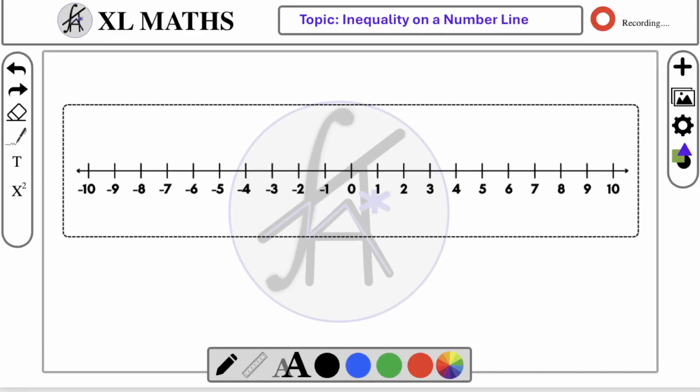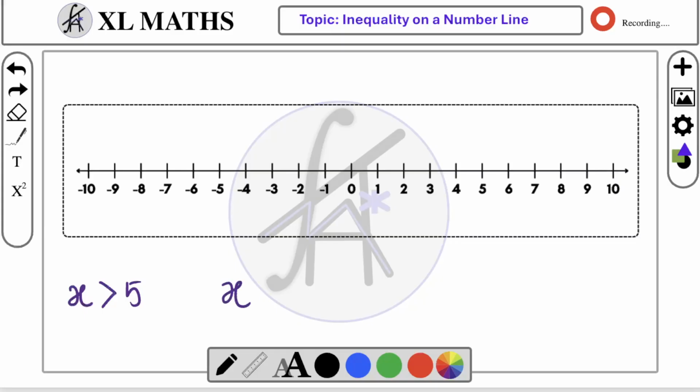Hello students, in this session we are going to be talking about how to represent inequality on a number line. In the previous lesson we have learnt about what an inequality is. So say for example if I pick x greater than 5, what all are we going to be getting? We already know we have 4 inequalities to represent.